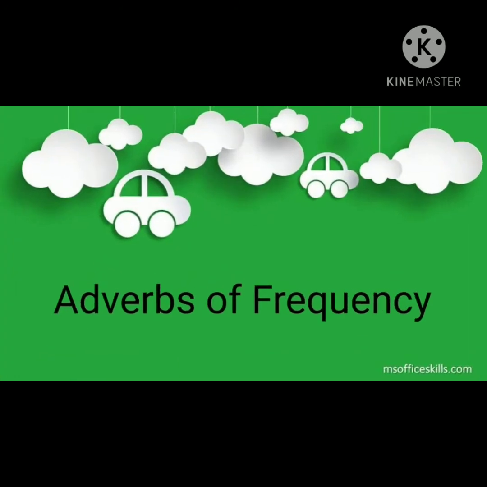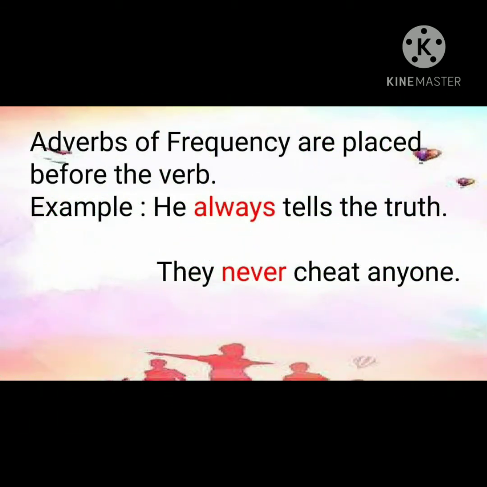Next we have adverbs of frequency which tell how many times an action is performed. These adverbs are placed before the verb in a sentence. For example, he always tells the truth.